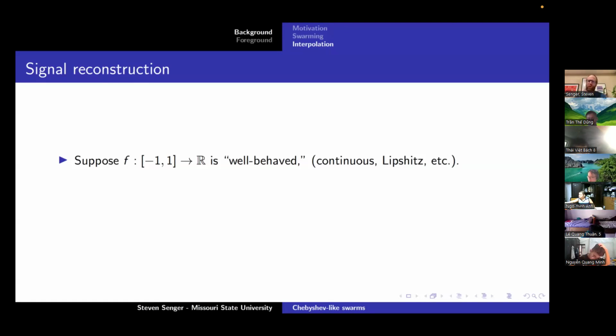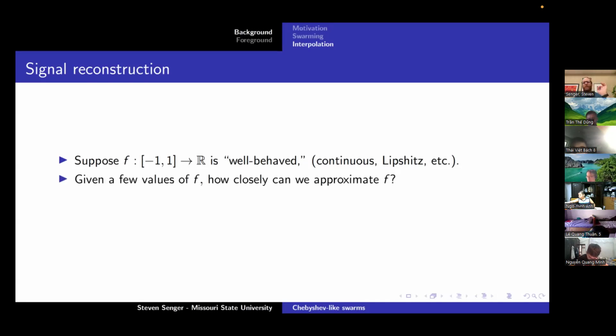Now we're going to assume that this function is well behaved. So I'm going to assume that it's maybe continuous. Maybe I'll assume that it's Lipschitz. Maybe I'll assume that it's in some Sobolev space. Whatever, all sorts of assumptions we can make, but let's just assume I've got a well-behaved function.